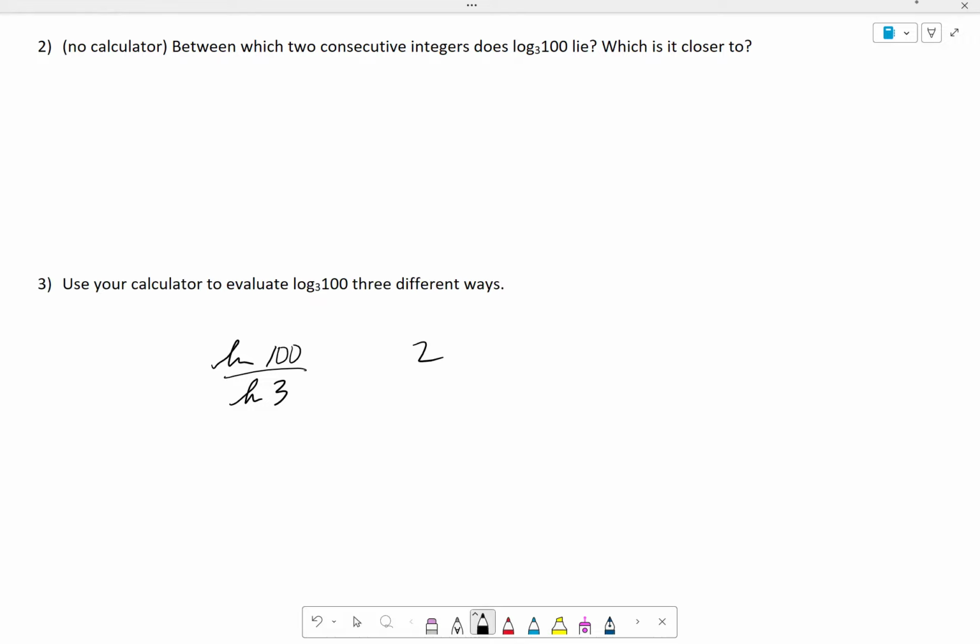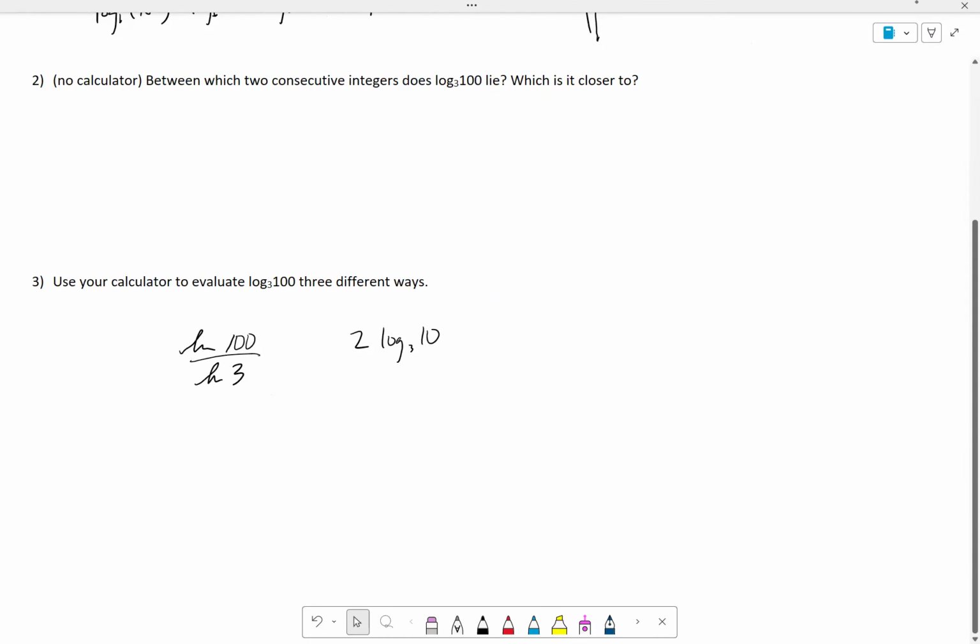Any others? Roland? 2 times log base 3 of 10. Would that be another way to write the expression? Where'd that 2 come from? Nice, good catch. And of course, log of 100 over log of 10 is equal to 2. Perfect. It is nice to have that perfect square breakdown to simplify things.